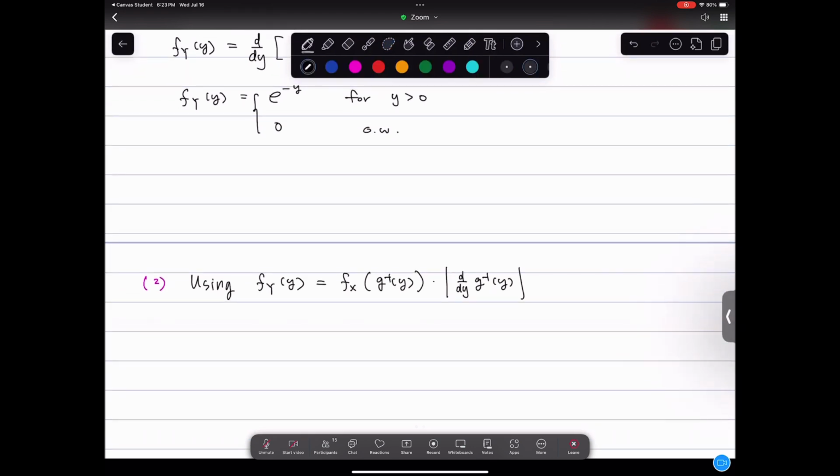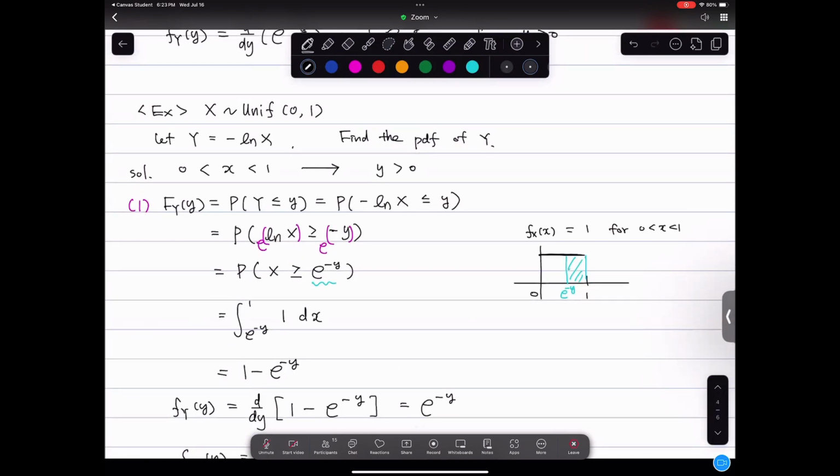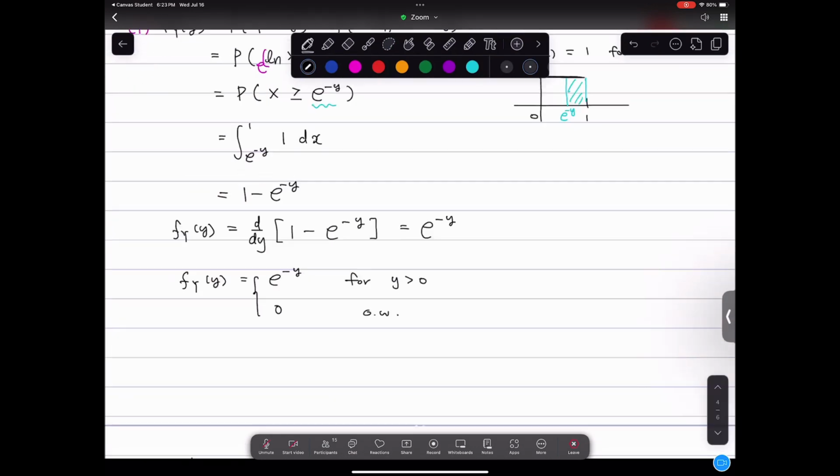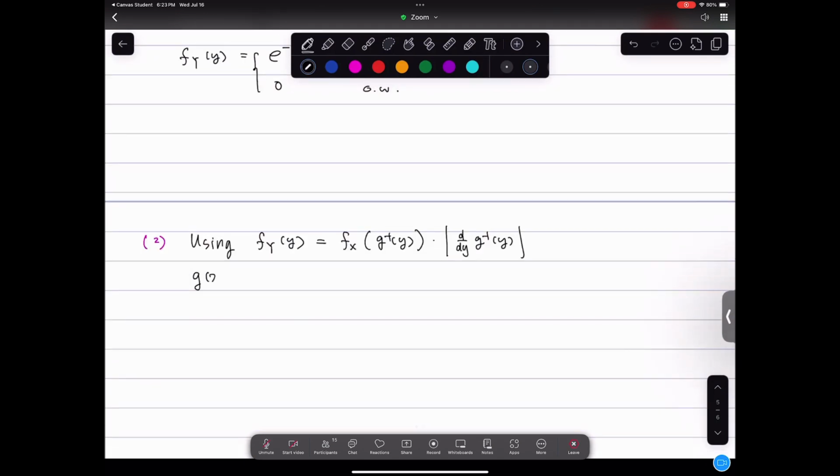All right, so let's get this. The g function over here is natural log of x with a negative, so negative ln of x. So I have to go get my g inverse, which is e to the negative y. Let me get this inverse of y. So it will be this. And the derivative of this g inverse of y is negative e to the power of negative y.